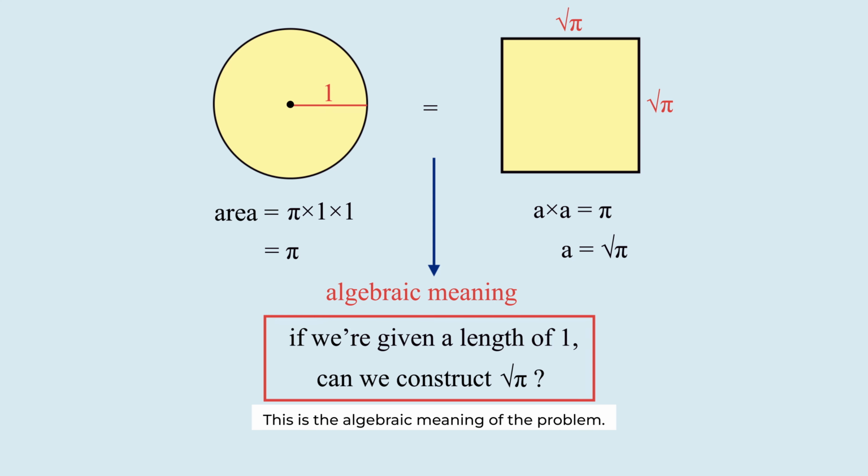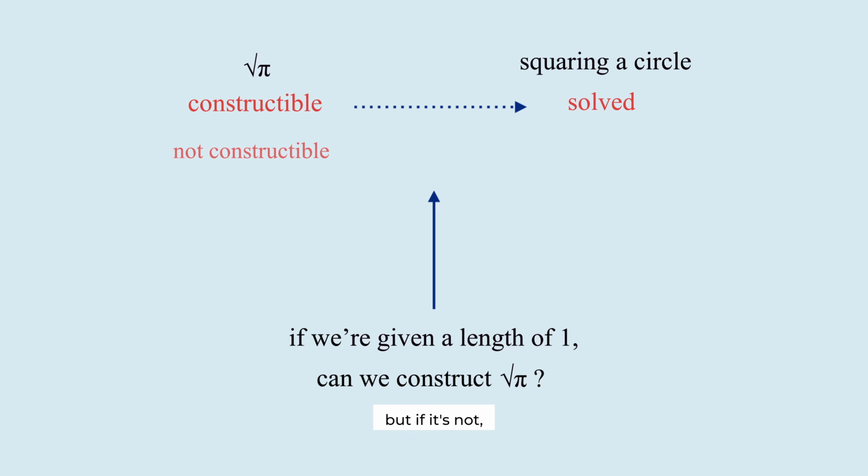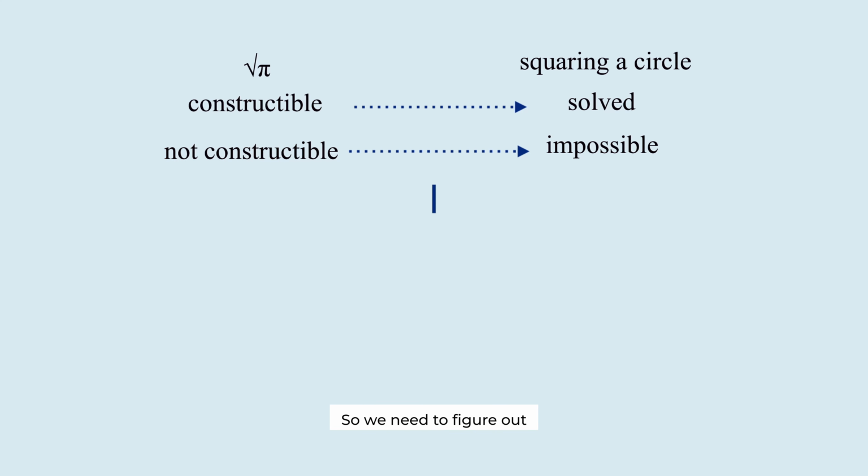This is the algebraic meaning of the problem. If root pi is a constructible number, then the problem can be solved. But if it's not, the challenge remains impossible. So we need to figure out whether root pi is a constructible number or not.